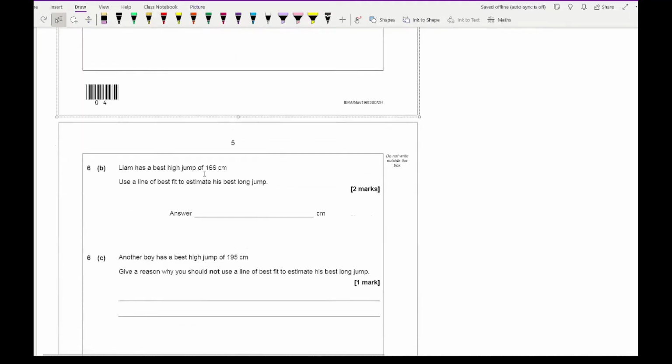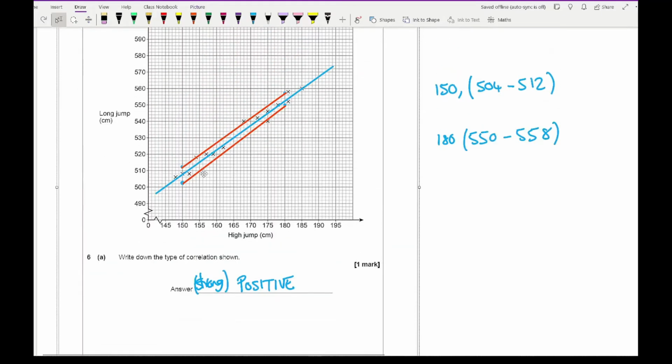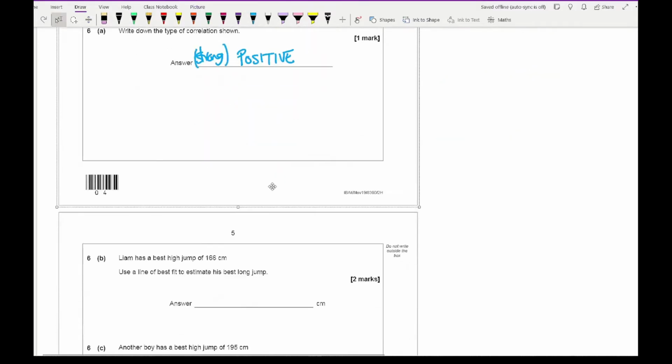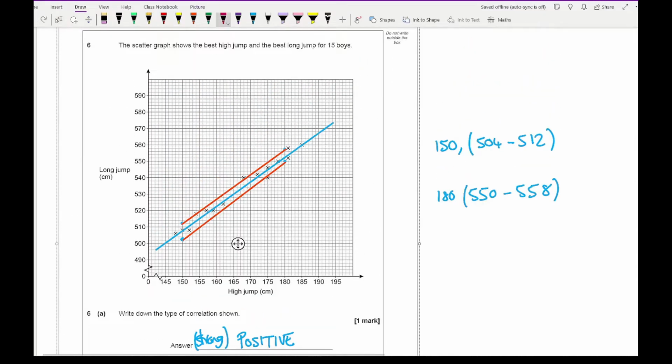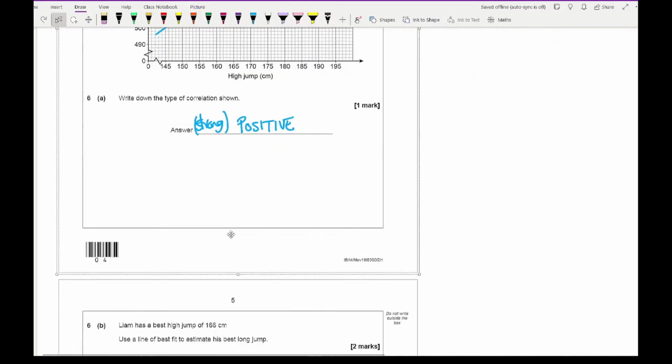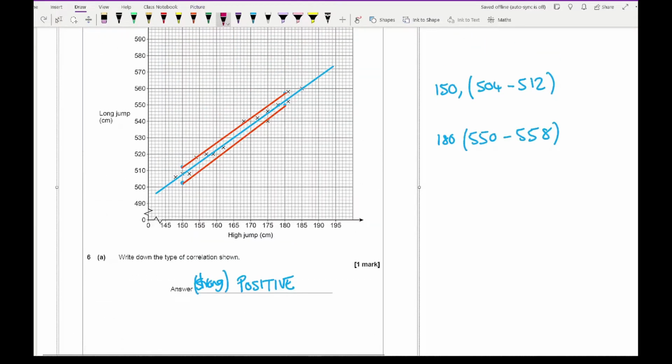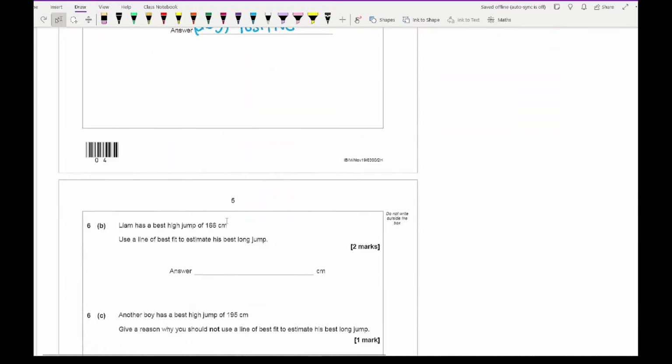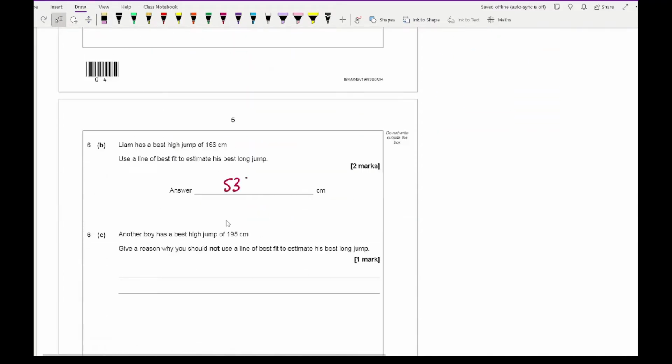So from 166, I find where 166 is. So the best high jump, or is it long jump? Let me just double check. It is long jump of 166. So I'm finding where 166 is, which is there. I'm using my line of best fit, which is about there, and so I make it out to be about 551. And that's the number I'm going to be writing, 551. Now, in terms of this, that should be absolutely fine.